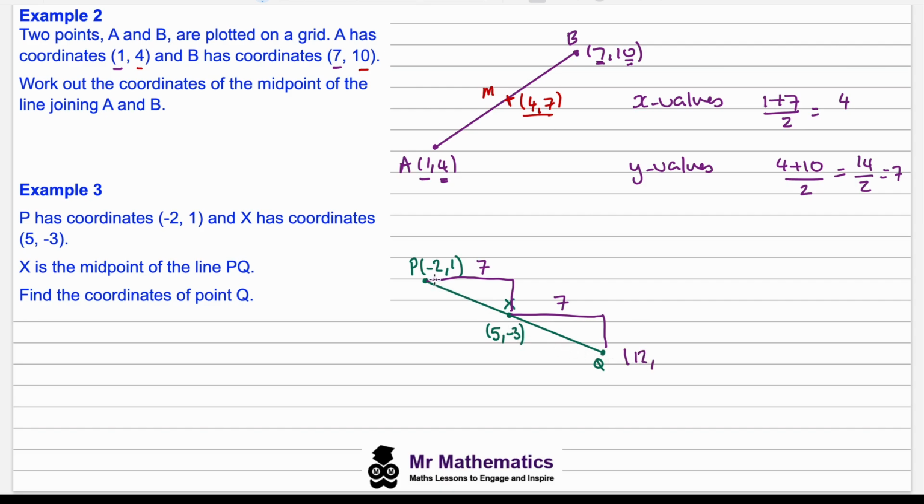We can do exactly the same idea to work out the y. We go from 1 to -3, which is down by 4. We'll go down by 4 again from the -3, and this will give us -7. So the coordinates of Q are 12 and -7. Okay?